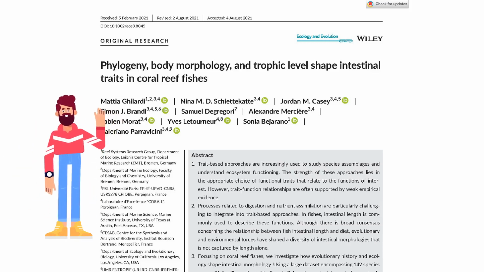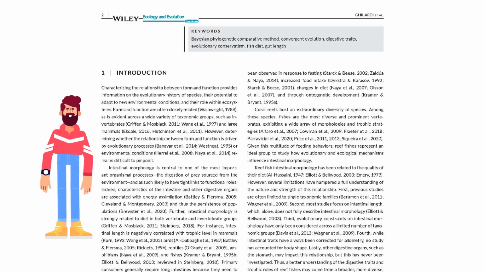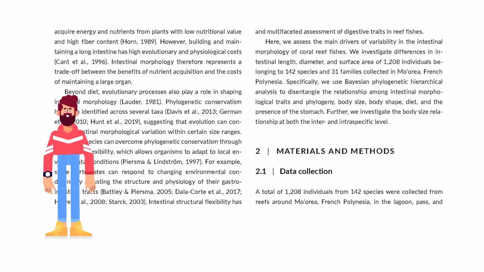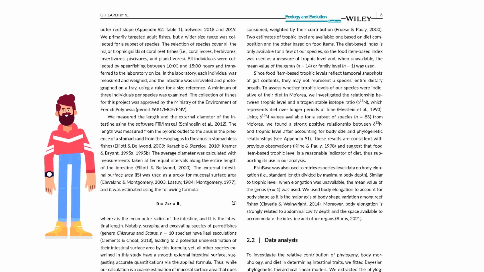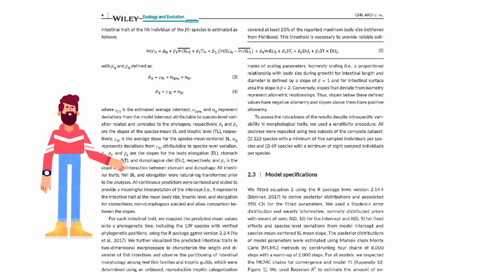Phylogeny, body morphology, and trophic level shape intestinal traits in coral reef fishes. Trait-based approaches are increasingly used to study species assemblages and understand ecosystem functioning. The strength of these approaches lies in the appropriate choice of functional traits that relate to the functions of interest. However, trait-function relationships are often supported by weak empirical evidence.